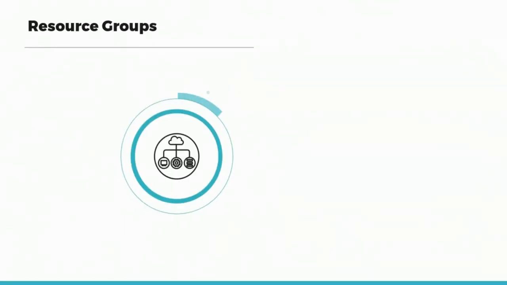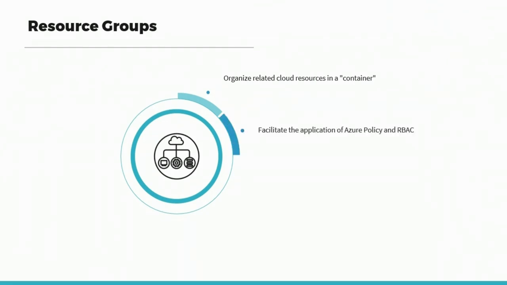So in Azure, you can use a resource group to organize related cloud resources in a quote-unquote container, not to be confused with an Active Directory container or an application container or anything like that. Think of it as being similar to a folder or a directory on a hard disk where you organize related files. So this way, it facilitates applying Azure policy and RBAC because you can apply those to a specific resource group, and it flows down only to the resources in that resource group. Another benefit is that you can actually manage identity and access management, or IAM, RBAC role assignments at the resource group level.